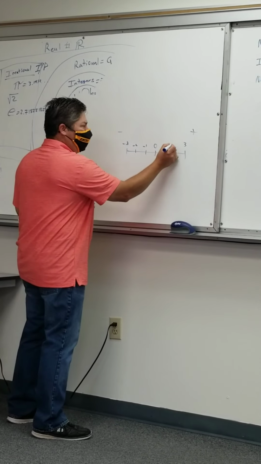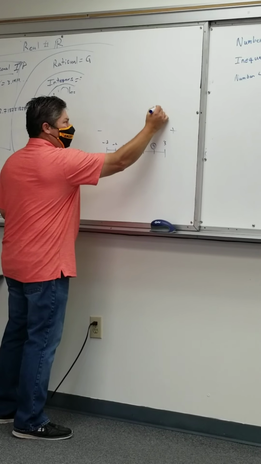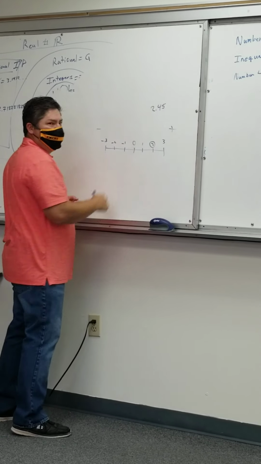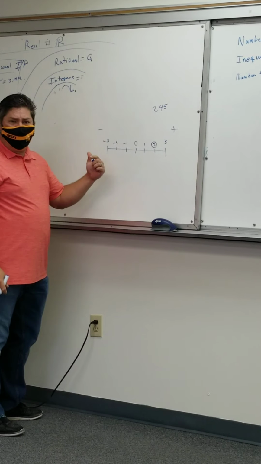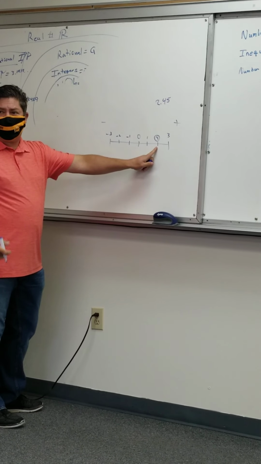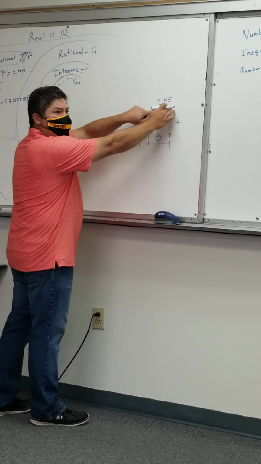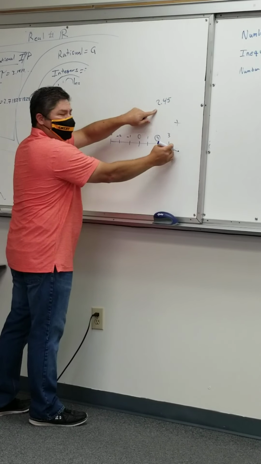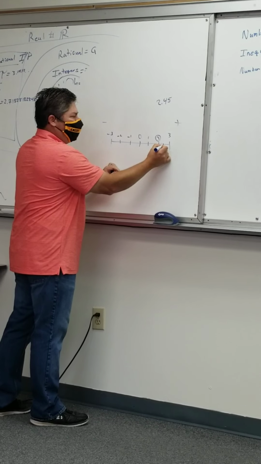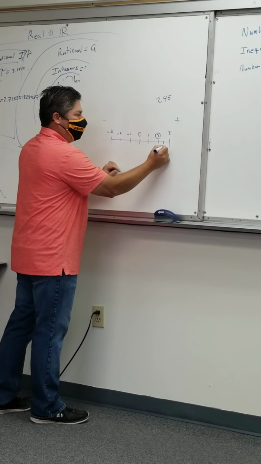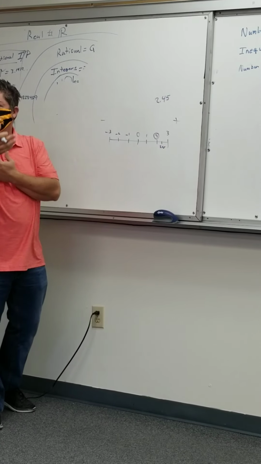Now I'm focused on 2, right? I've got 2.45. Where should I go from the 2? Should I go to the right of the 2 or the left of the 2? Towards the 3. It's right because it's more than 2 but less than 3. So I'm going to mark it right here at 2.45. That's really not that hard in the positive direction.